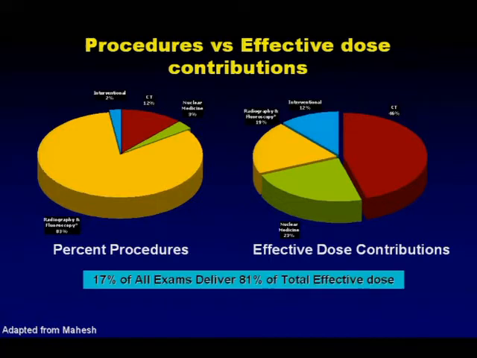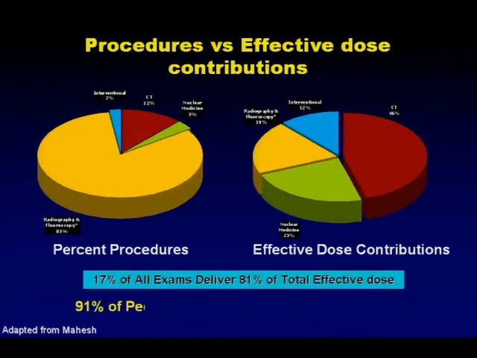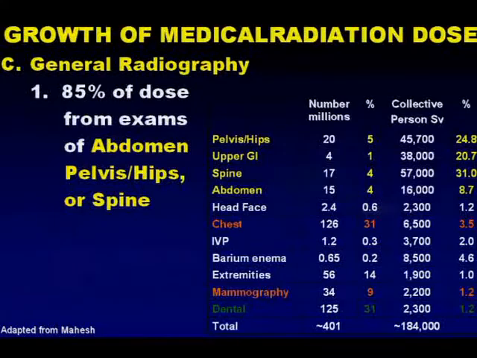And as a result of that, if you look at this, 17% of all the exams done in a hospital on a given day deliver 81% of the total effective dose. And obviously the opposite is true. That means that 83% of the exams are only going to deliver about 20% of the dose. So where should we as medical physicists be concentrating our time? Well, of course, on the minority of exams that deliver the most dose. And then there was a paper that was published that suggested that 91% of pediatric doses in the ED come from CT.